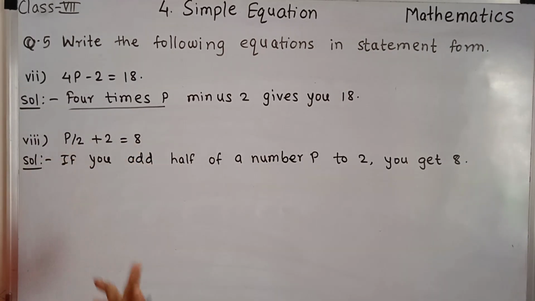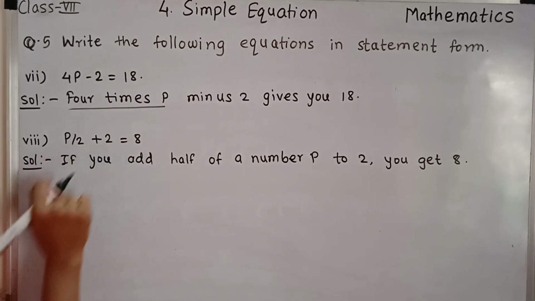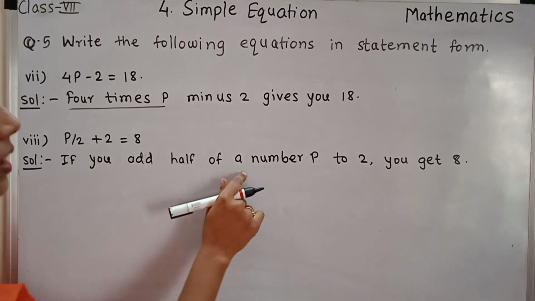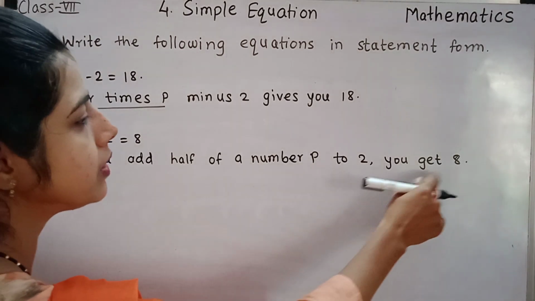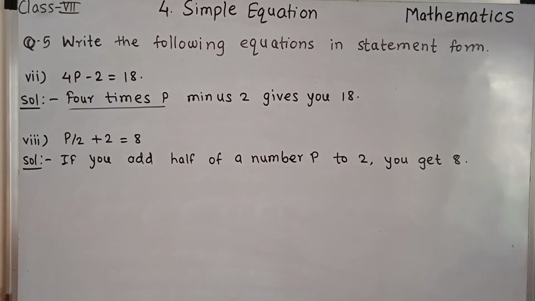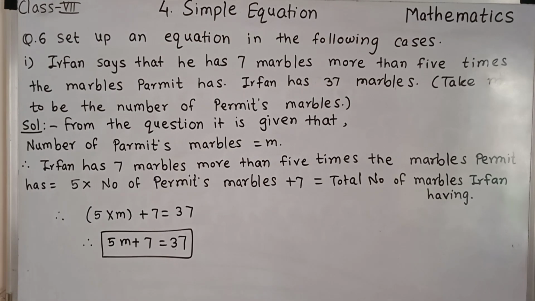Next one is p divided by 2 plus 2 equal to 8. p divided by 2 can be written as half of the p. Yes. So if you add, addition is here, if you add half of a number p to 2, so you will get what? 8. And this is the statement form. Okay. So with this we have finished question number 5. Now we will move to the next question, that is question number 6.